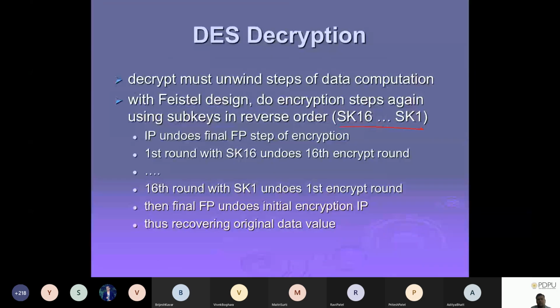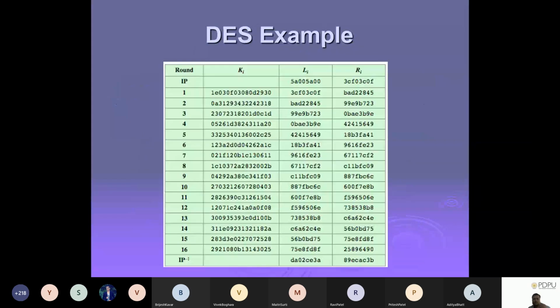So this is our decryption part, and that's where they are going to use it. Now this is just one example. You can see that they are starting with the round. This is the initial permutation, and this is the inverse permutation. They start with the left and right, and when you start the rounds from 1 to 16, you are going to use the keys. You can see the subkeys, and every time you get the left and right part.